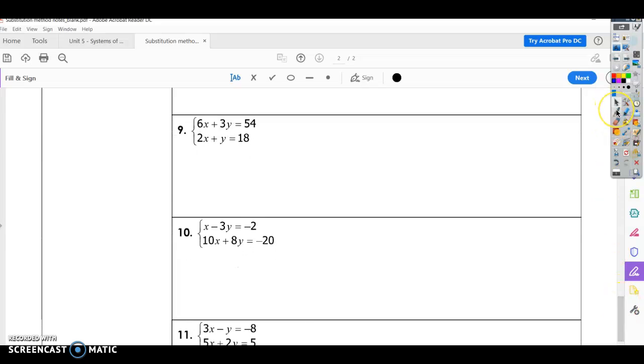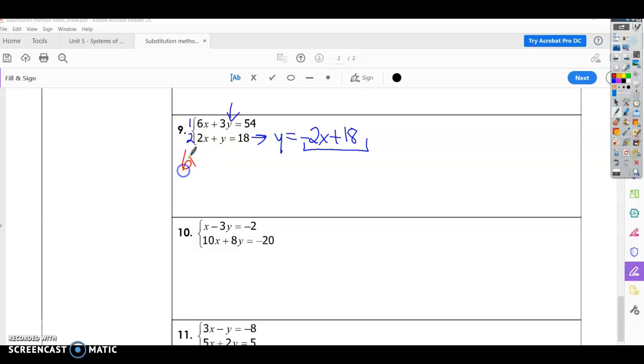Number 9. Number 9, the second equation has y with a 1 coefficient. So this one would be the easiest one to solve for. So I'm going to say y equals, let's subtract 2x from the other side, and then I still have plus 18 here. Once I solve for y, I'm going to take this expression and substitute it for y in my first equation. Again, remember, whichever one you start with, you're going to substitute into the other equation.